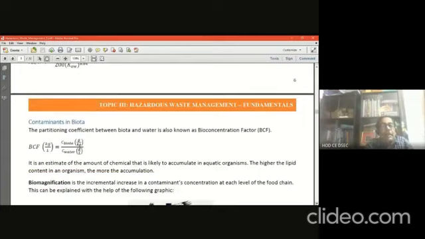Now, contaminants in biota. The partitioning coefficient between biota and water is also known as the bioconcentration factor. Water is the common medium because the contaminants are mostly present in water. From water, the contaminant is absorbed by soil, then it will partition into the biota. So the bioconcentration factor is C biota divided by C water. That means it is an estimate of the amount of the chemical that is likely to accumulate in aquatic organisms. The higher the lipid content in an organism, the more the accumulation.